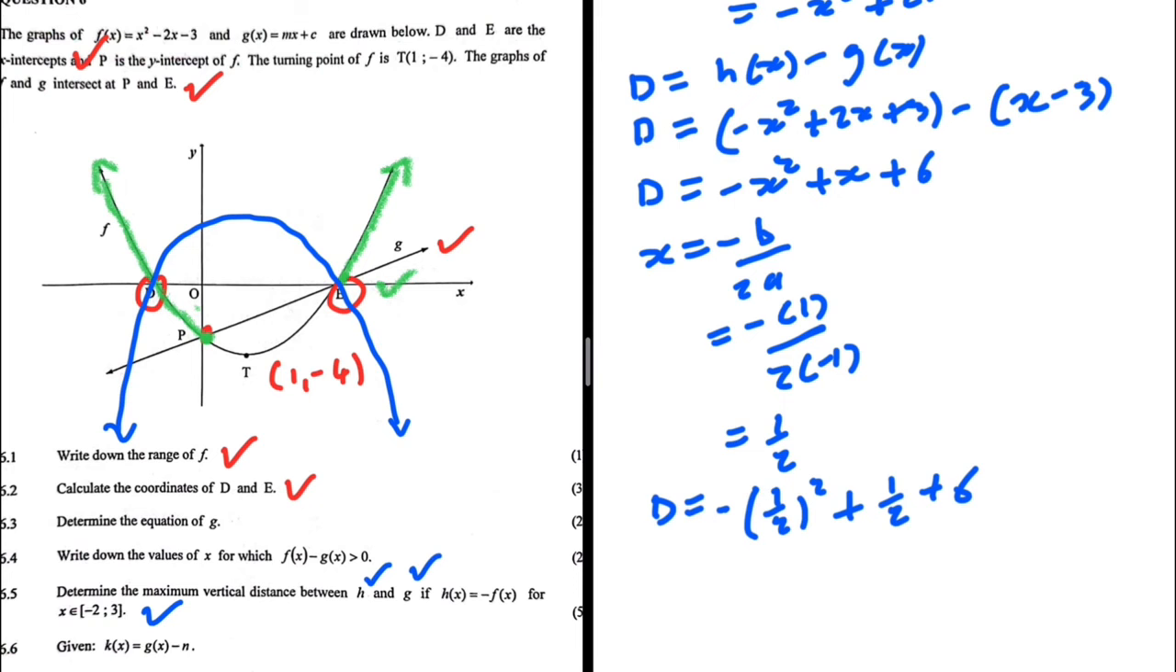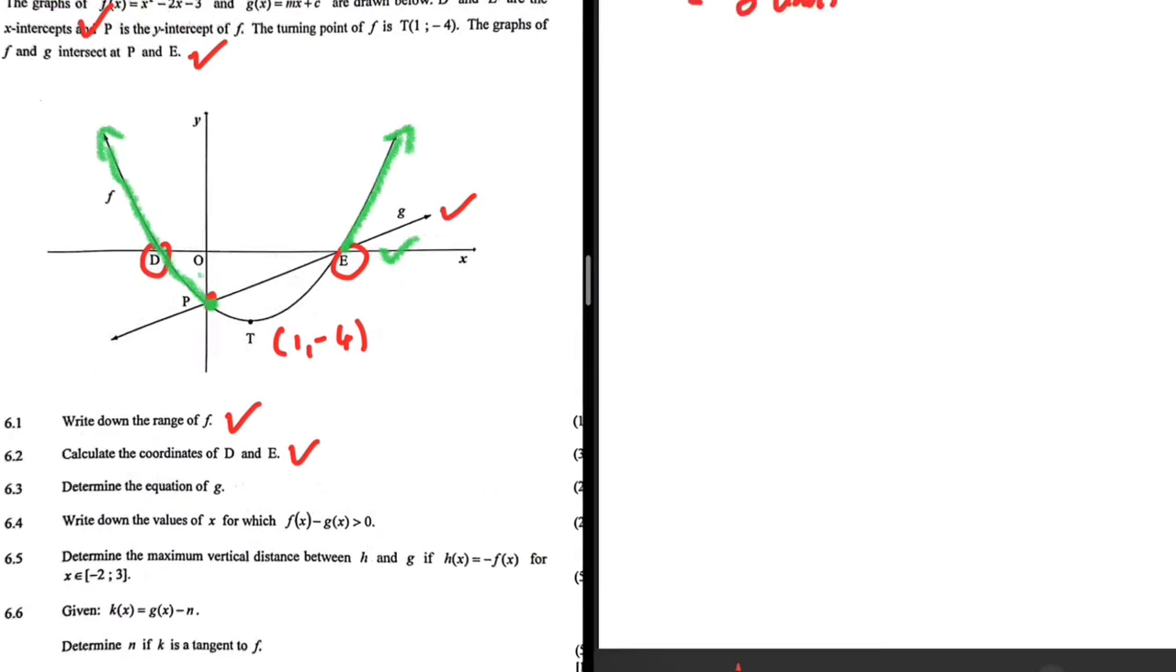This is 6.25 or 25 over 4 units. Right, let's see if we substituted correctly. I think I did. So there we go. That is the maximum vertical distance between h and g, and not between h and f of x. The last question, let's take a look at that.